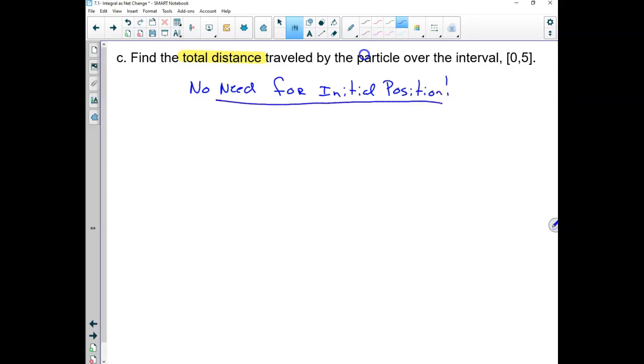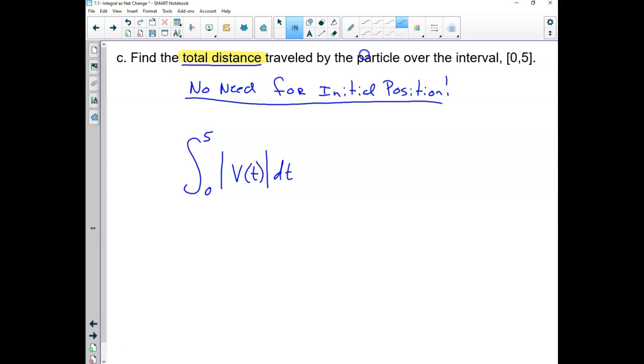The initial position is only going to come into account if I'm trying to find the position of the object at a particular time. If I'm just after total distance, all I need is the integral from 0 to 5, and it's total distance, so I want to take the absolute value of v of t dt, okay? And that's what I'm going to have to get.